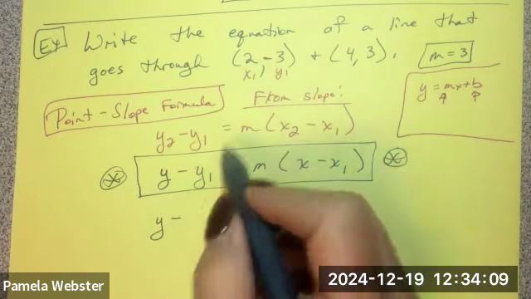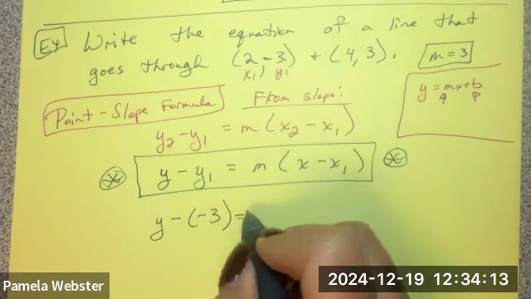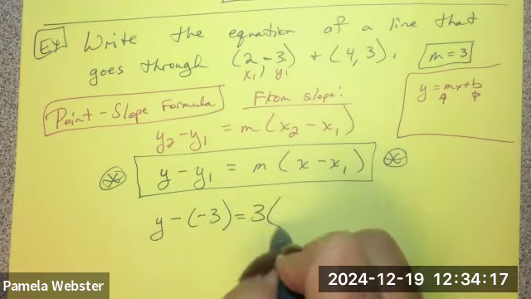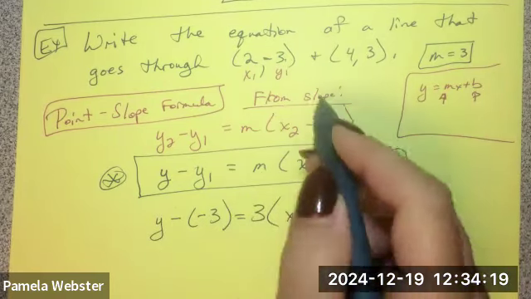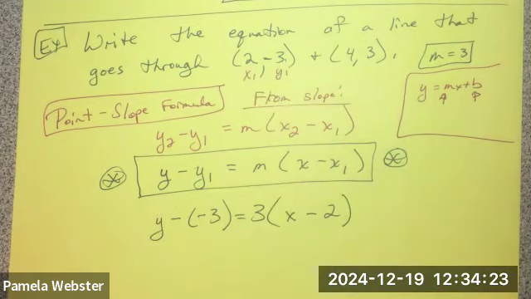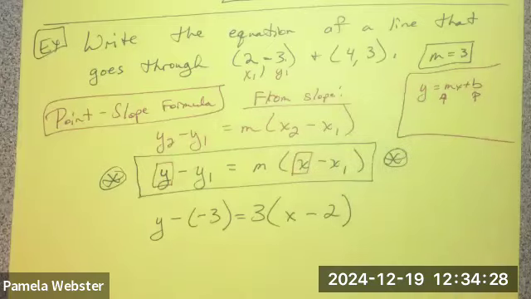So y minus, I'm going to be doing -3 equals m. Oh, I know the m, that was 3, times x minus, and the x that I'm using is a 2. Where again, remember this x and this y are variables, so we're not plugging into them. That's one reason why they dump the 2's. Those are going to be variables. We're just going to keep them along for the ride.